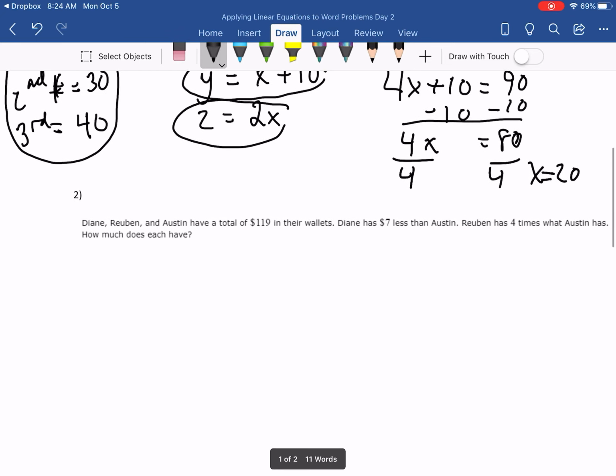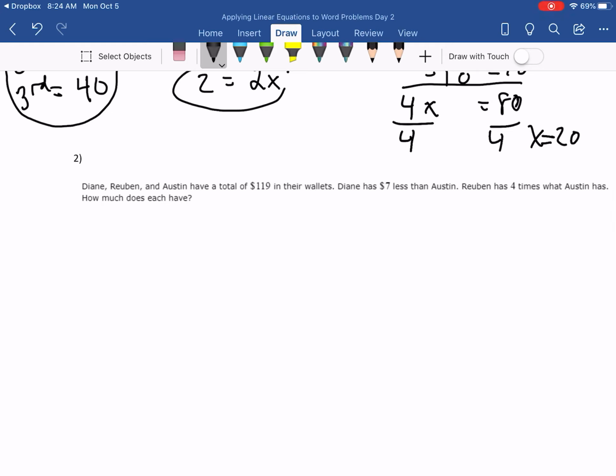All right, number 2. Diane, Ruben, and Austin have a total of $119 in their wallets. So I'm going to write this as D plus R plus A. Or you could use X, Y, and Z, whatever you prefer. I'm just going to use same letters as their names. Equals 119.